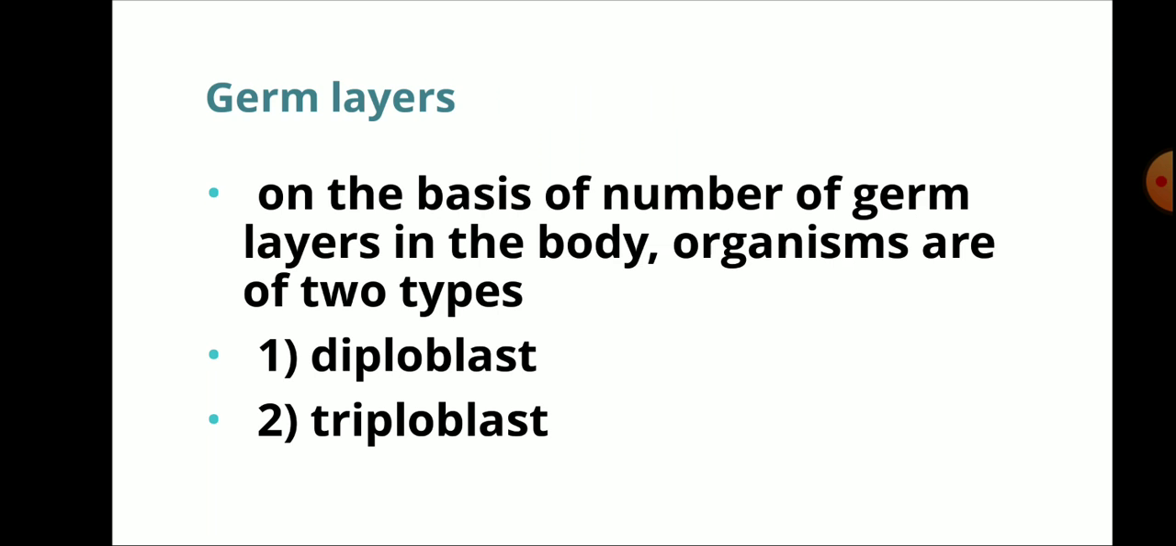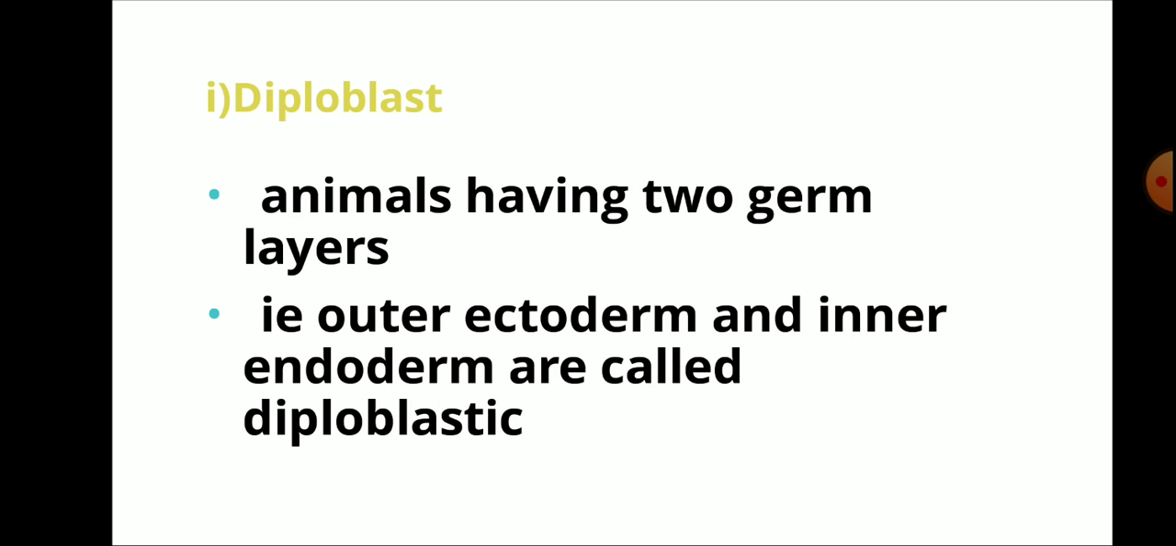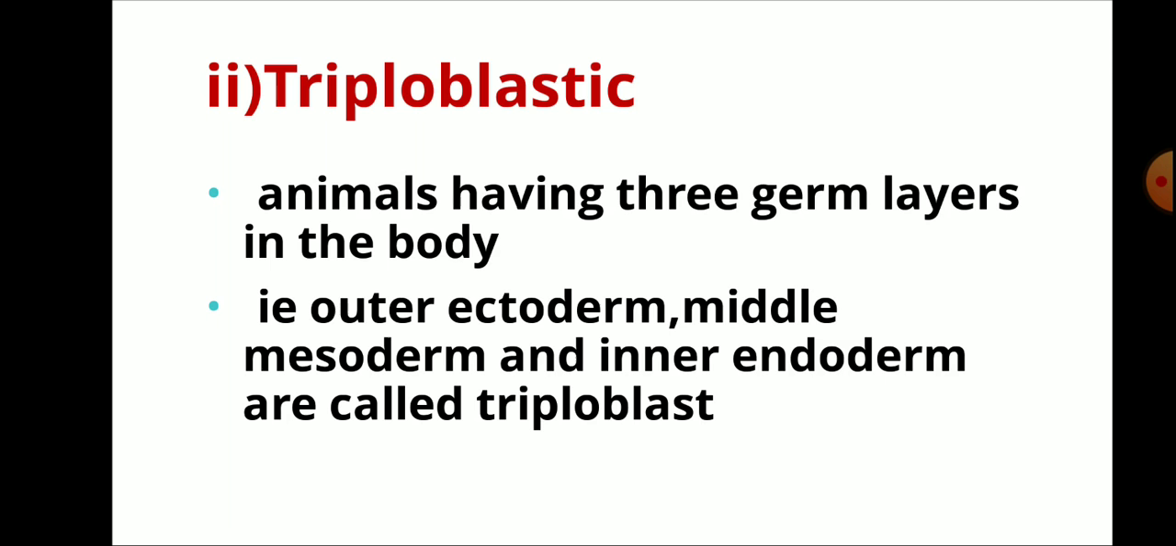Germ layers. On the basis of number of germ layers in the body, organisms are of 2 types: diploblast, triploblast. Diploblast. Animals having 2 germ layers, that means outer ectoderm and inner endoderm, are called diploblastic. Triploblastic. Animals having 3 germ layers in the body, that means outer ectoderm, middle mesoderm and inner endoderm, are called triploblast.